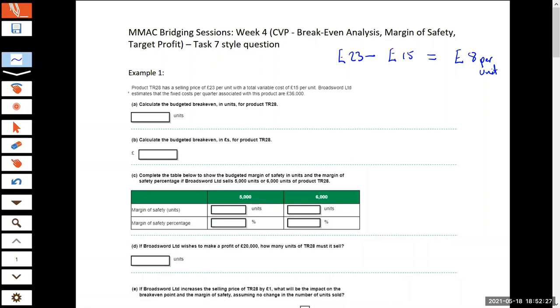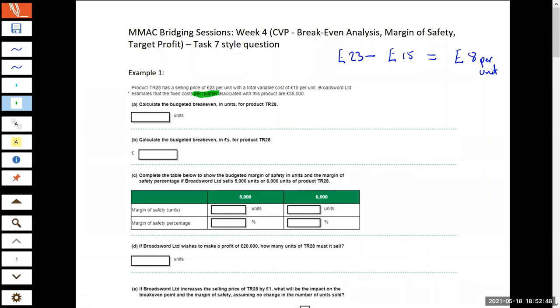Broadsword Limited estimates that fixed costs per quarter associated with the product are £36,000. Okay, all right. So again, just bear this in mind, this is fixed costs per quarter. The examiner likes to be quite sneaky and sometimes asks us for the annual. In this case, they're just using the quarterly budgeting, so we can stick with quarters, but keep your eye out in later questions for when they're asking for annual information rather than quarterly information.